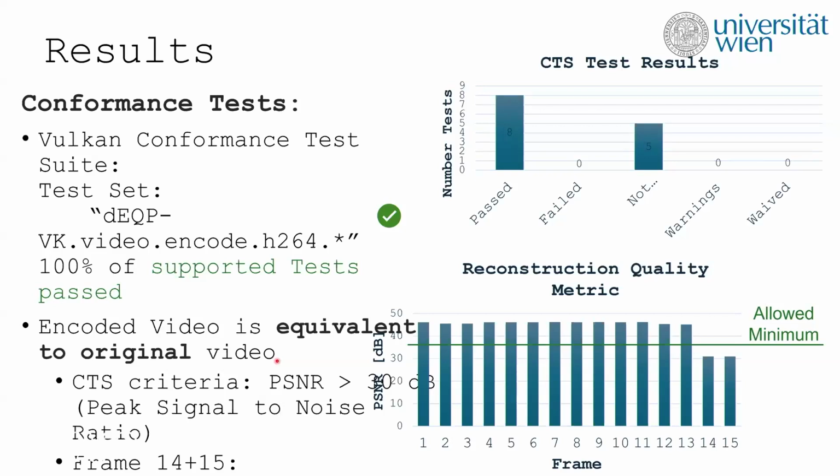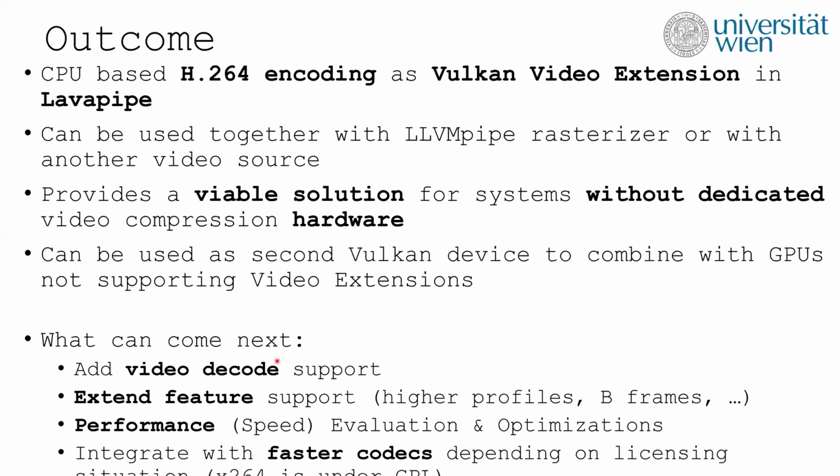So the outcome of my work is that we now have completely CPU-based H.264 encoding with the Vulkan Video API running in Lavapipe. You can use it either with the LLVM pipe rasterizer, but you can also use it with another video source or as a second Vulkan device. So you can have one Vulkan device without video support to render your graphics and then use the Lavapipe driver to do the encoding.